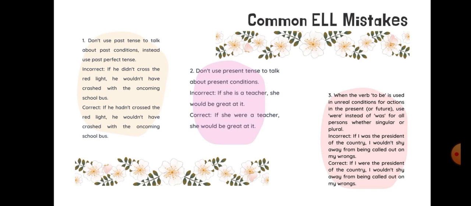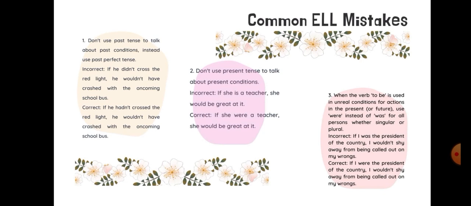The sentence would be incorrect if we said if he didn't cross the red light, he wouldn't have crashed with the oncoming school bus. However, we are talking about a past condition, but for that we have to use the past perfect tense. The correct sentence will be if he hadn't crossed the red light, he wouldn't have crashed with the oncoming school bus. This is an example of third conditionals because we have used the past perfect tense, hadn't, and then later we have used would plus have.